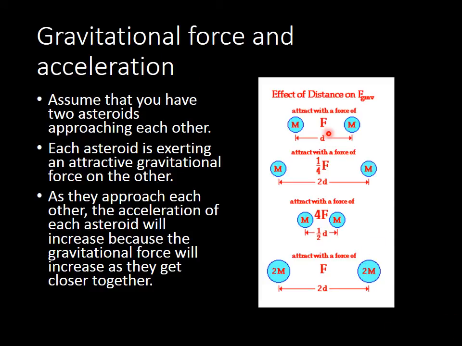How does gravitational force affect the acceleration between two objects? Let's say that we have two asteroids approaching each other, and so the distance, or the radius, between their centers of mass is getting smaller and smaller. Each asteroid is exerting an attractive gravitational force on the other, and it's an equal amount of force. As they approach each other, that distance becomes smaller and smaller, so the gravitational force that each one is experiencing is getting larger. With a larger gravitational force, we're going to get an increase in acceleration, or a larger acceleration.